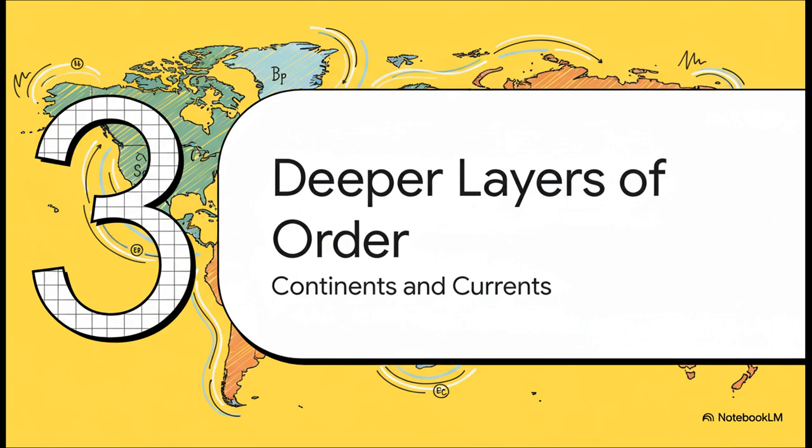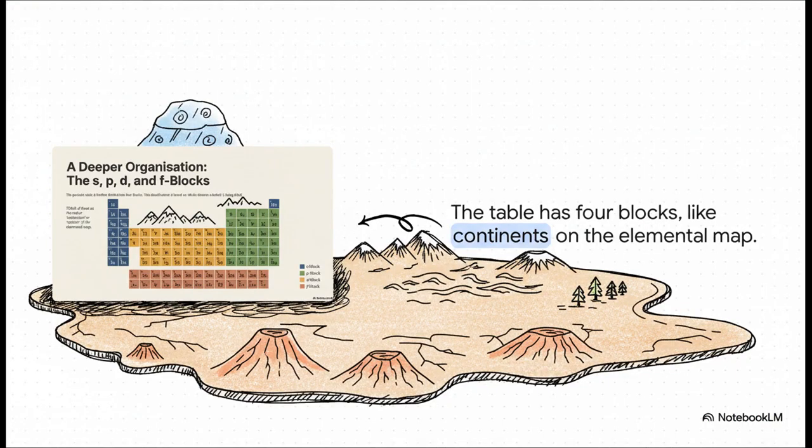So we've got the basic grid of our map, the rows and columns, but now we're going to zoom in. We're going to look at the major land masses, the continents of this elemental map, and some of the hidden currents that flow between them. You see, the table is also split into these 4 distinct regions, called blocks. You can think of them as continents. And just in case you were curious, those letters S, P, D, and F, they actually refer to the shapes of electron orbitals. It's just another hidden layer of order that defines the unique character of each of these elemental continents.